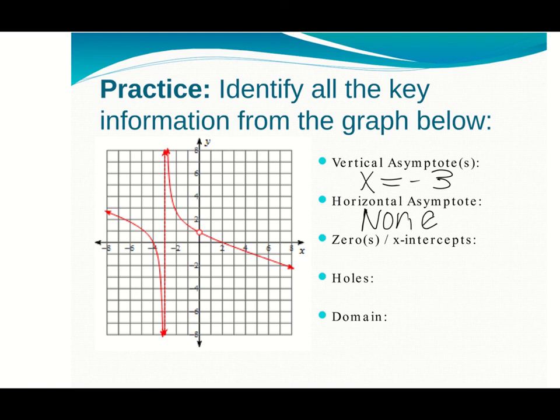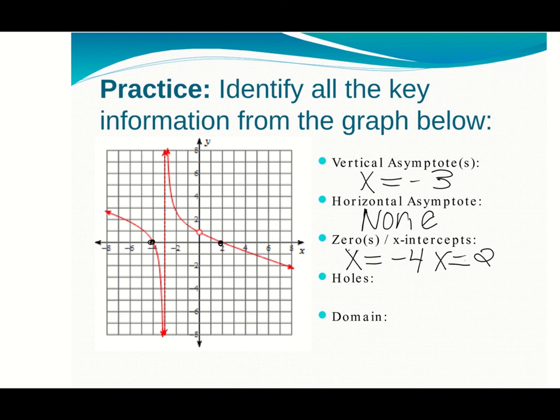If we're looking for zeros, we're always looking at our x-axis. This graph crosses the x-axis at 2 different points. So we have 2 zeros. Our zeros would be -4 and 1, and our domain is going to be all real numbers, except, taking a look at that vertical asymptote, it cannot be -3.